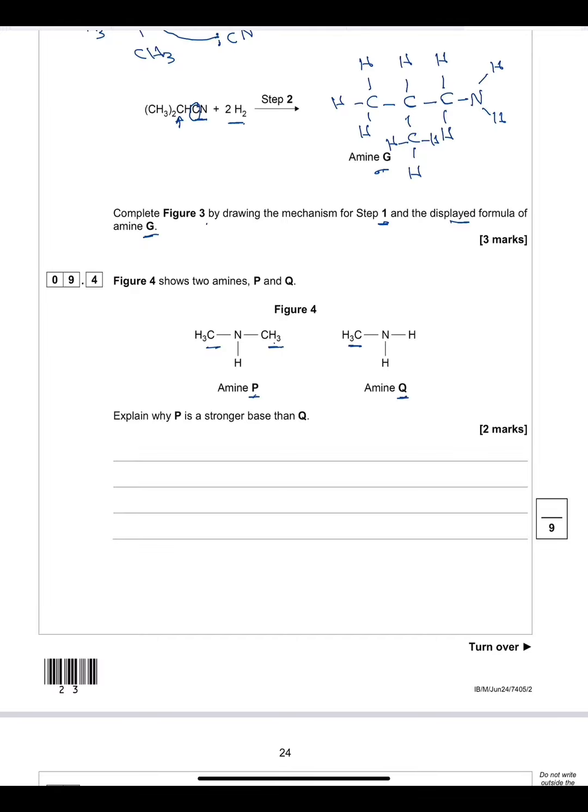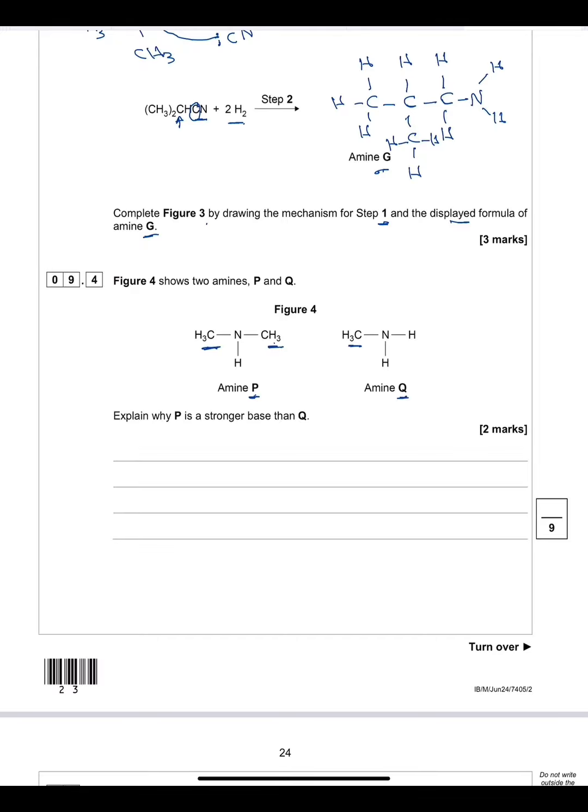So you can notice that amine P has two methyl groups, and the two methyl groups have a positive inductive effect or electron releasing property, which means that they increase the availability of the lone pair of electrons on the nitrogen. This is in comparison to amine Q, which has only one methyl group or one alkyl group. So the effect of the positive inductive effect will be less.